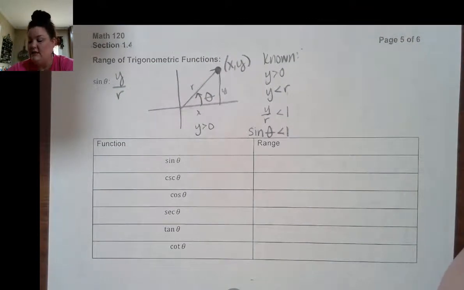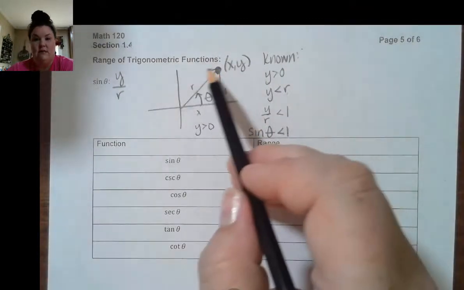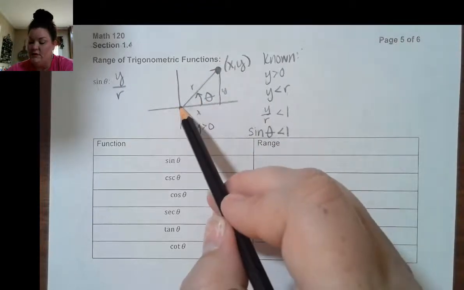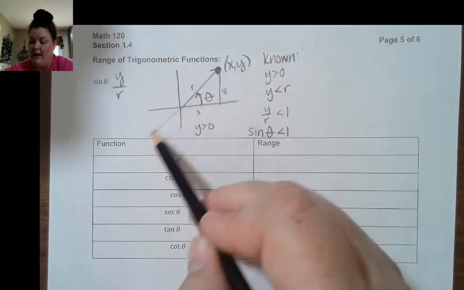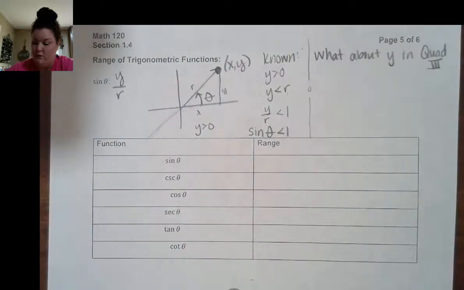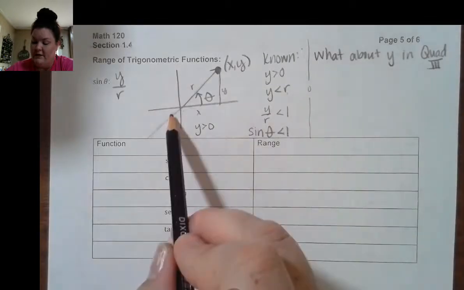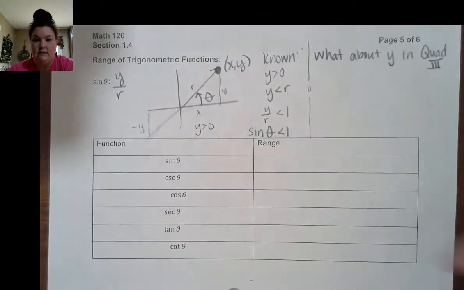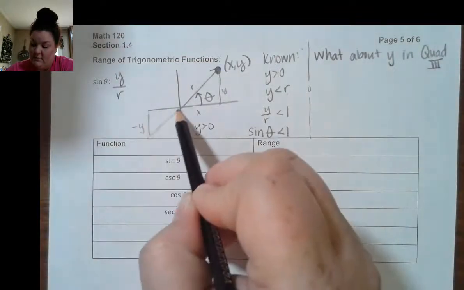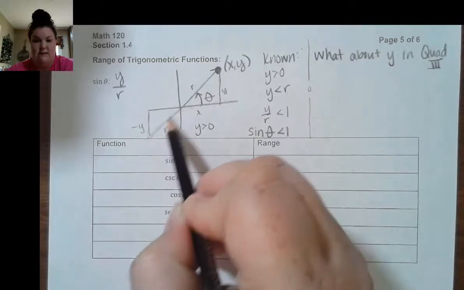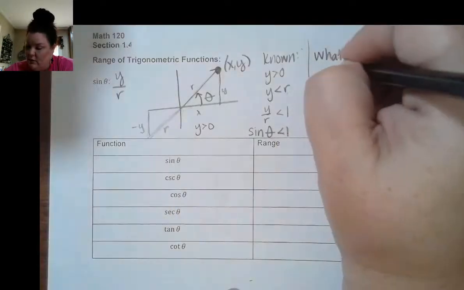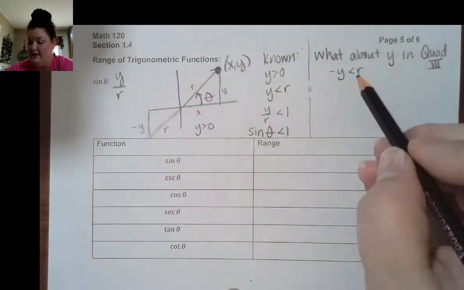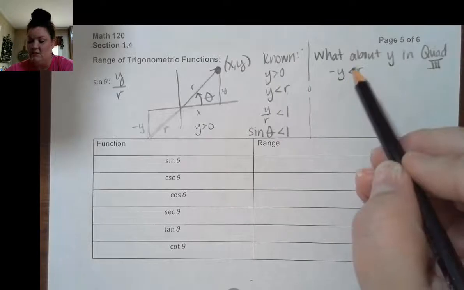Now this is for standard position. Let's think about y in quadrant 3. Down here in quadrant 3, this would be a negative y. Now this negative y is still got to be smaller than this r distance. Negative y is smaller than r. So we could do the same thing. We could divide both sides by r, which doesn't change the symbol, because r is always positive.